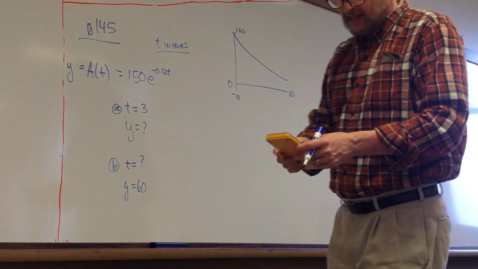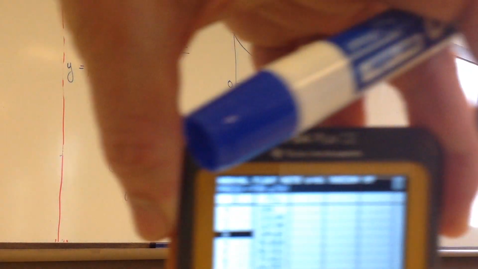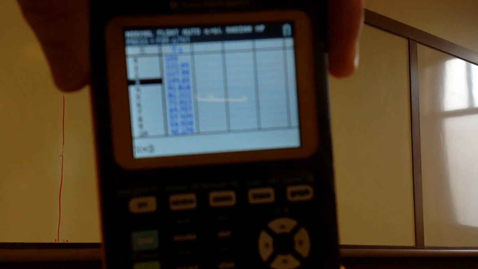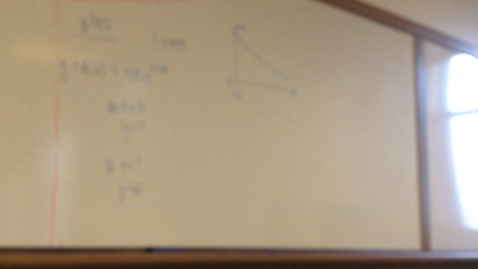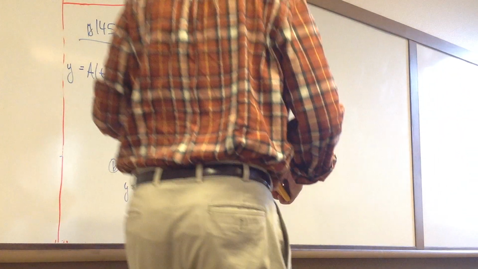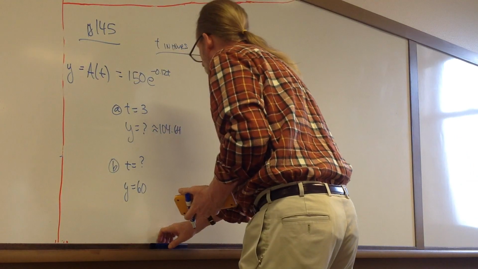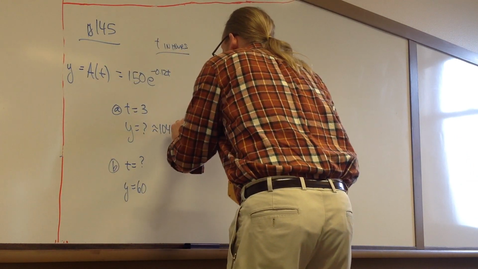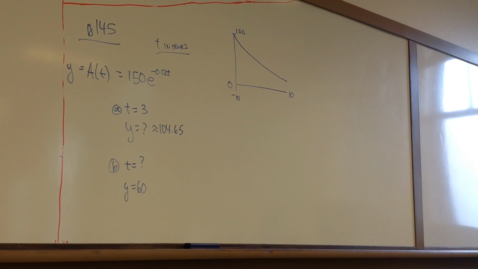I can go right back into the table and just look and see what is y when x is equal to 3. Let's get the camera to focus on that. There it is. So when x is 3, y is 104.65. Now there are a couple other ways that you can get that answer. So let me talk about that before we move on here.